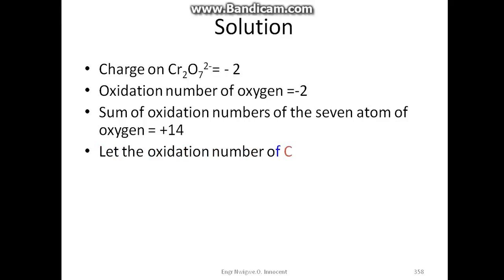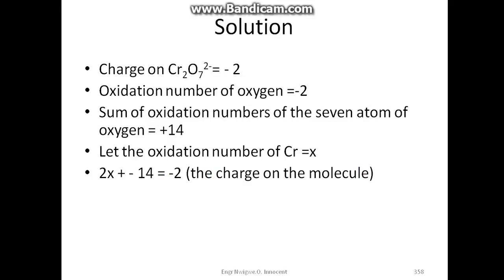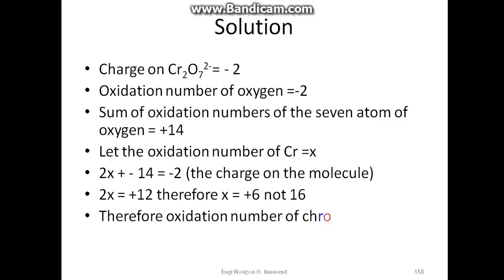Let the oxidation number of chromium be S. 2S plus minus 14 is equal to minus 2, the charge on the molecule. 2S is equal to plus 12. Therefore, making S the subject of the formula, S is equal to plus 6. Therefore, oxidation number of chromium in Cr2O7 2- is equal to plus 6.